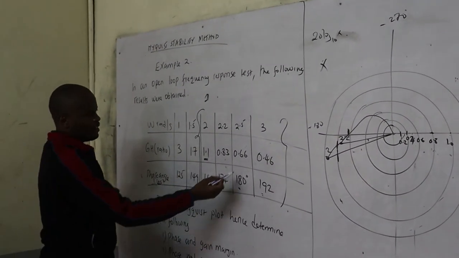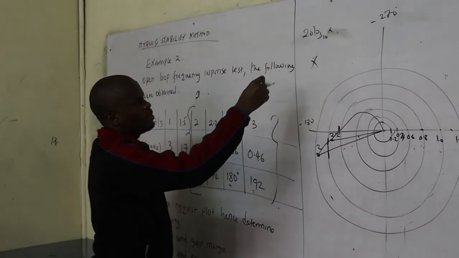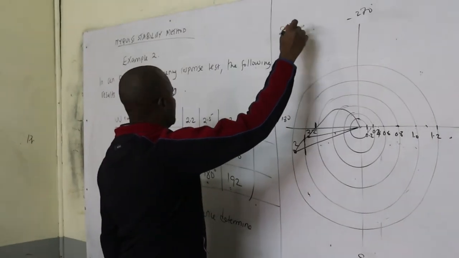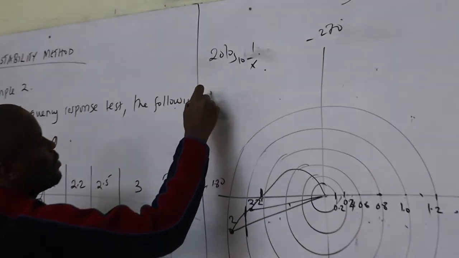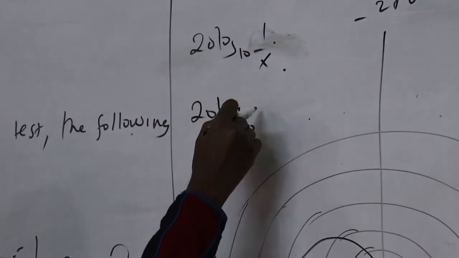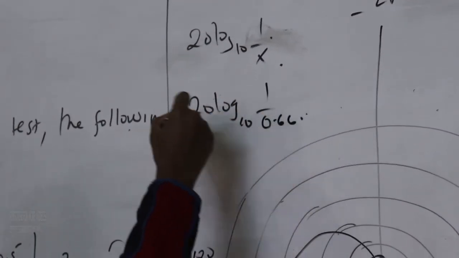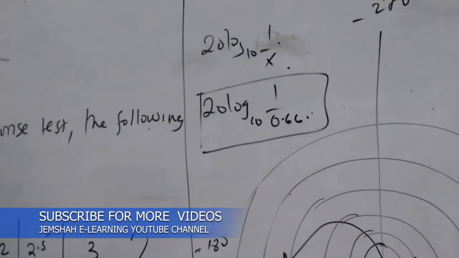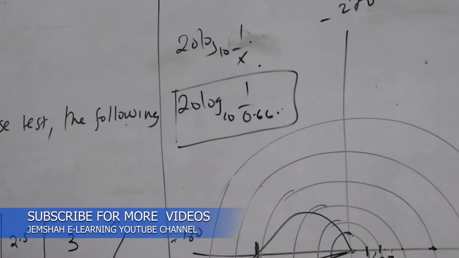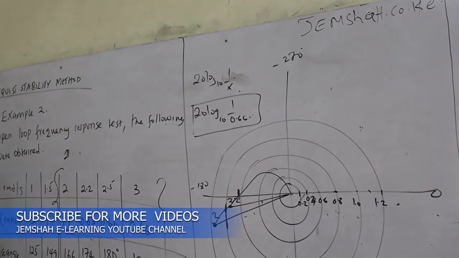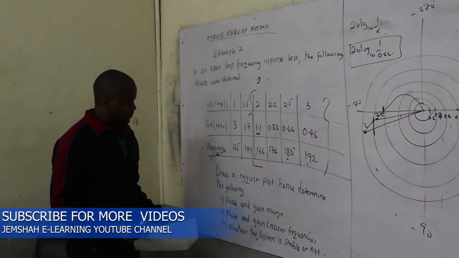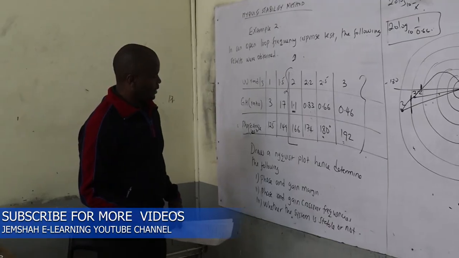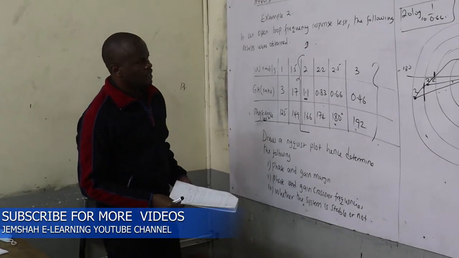If you look at it again, 180 is there, so this one should be 20 log of 1 over x. So it's going to be 20 log to base 10 of 1 over 0.66, of which if you do that, you are going to get the gain margin. And this one is always given in decibels. Don't give it in ratio form. So that one is what you are supposed to do.